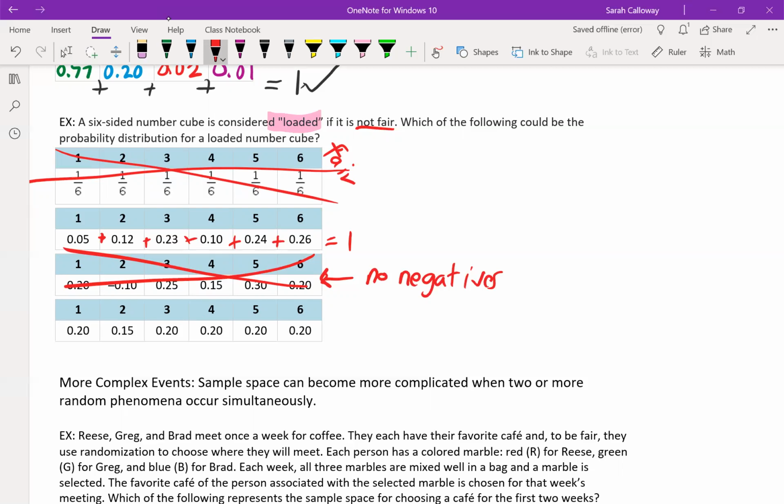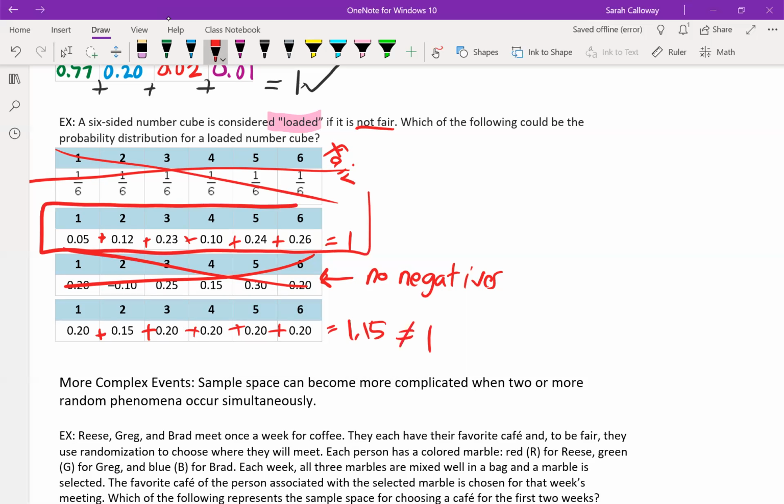So then for this one, I have 5 different 0.20s. So if I just do 0.2 times 5, notice that that gives me 1. So that means that if I add the 0.15 to it, I'm going to get 1.15, which is not 1. And so the distribution for a loaded number cube would be that second option.